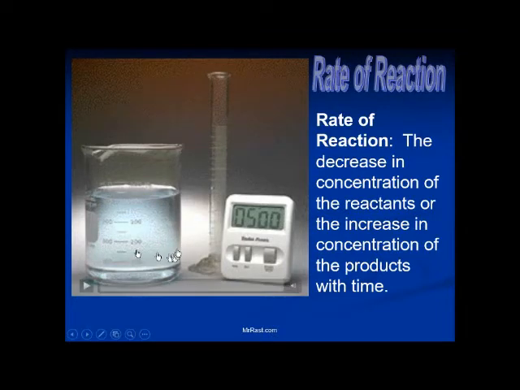So excellent. So we're looking at the decrease in concentration of the reactants, which is the blue food coloring, and we're comparing that with the speed of the reaction, and that's what rate of reaction is all about.